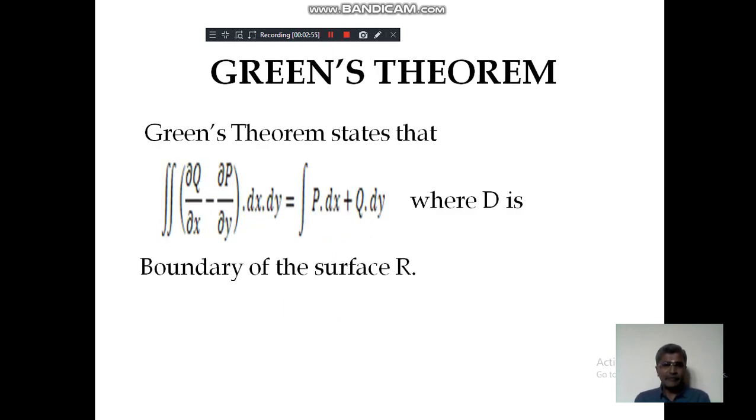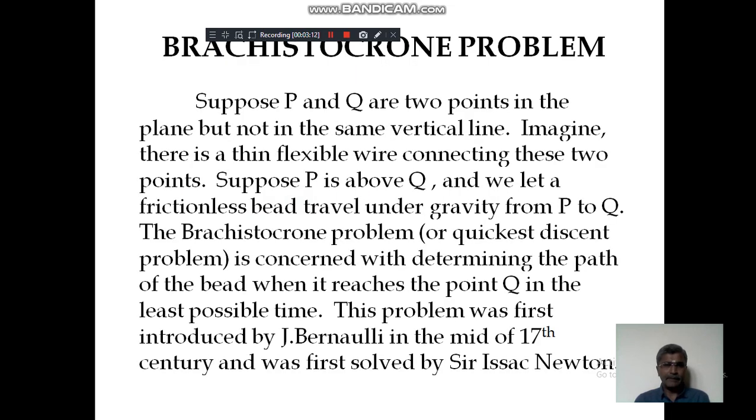Then Green's theorem. Green's theorem states that the double integral of dou q divided by dou x minus dou p divided by dou y, dx dy, equal to the integral of p dx plus q dy, where the integral is over the boundary of the region R, and it is called Green's theorem.